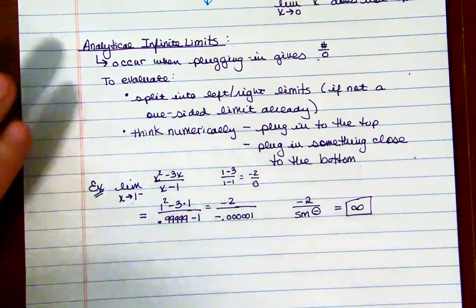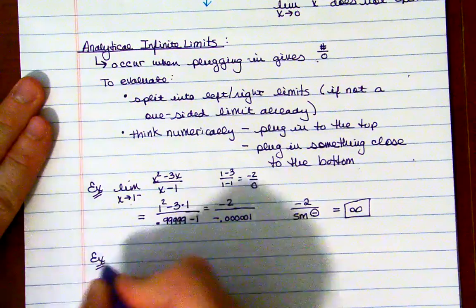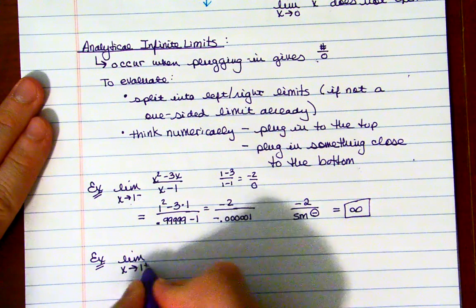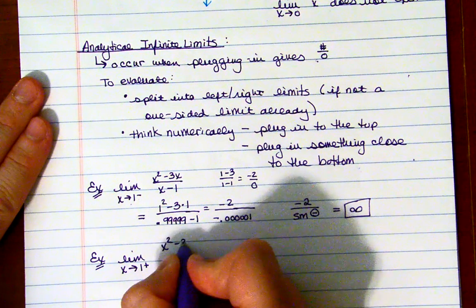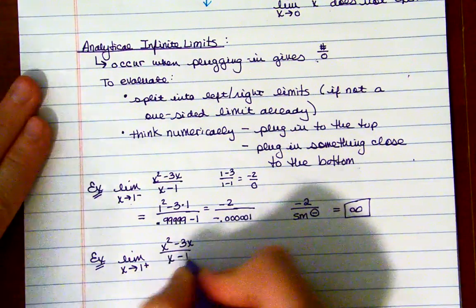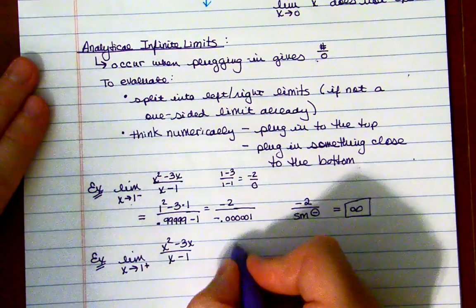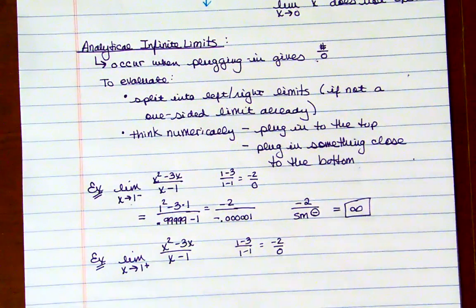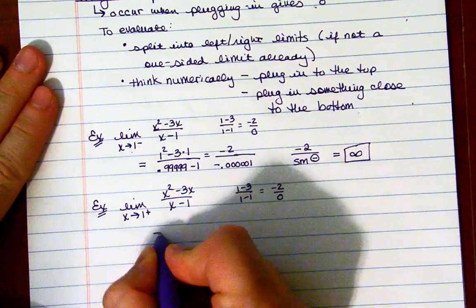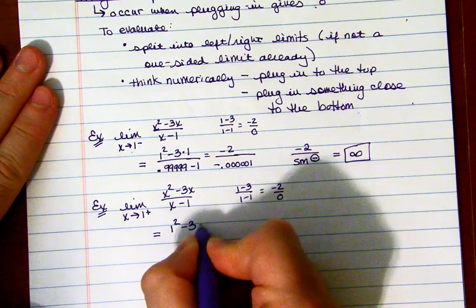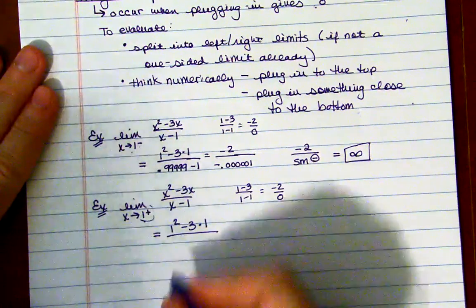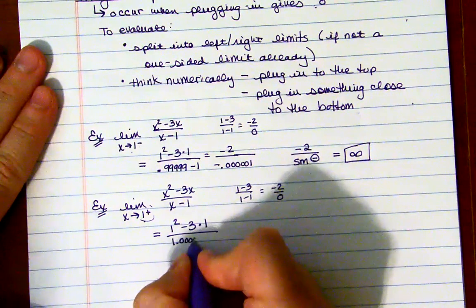Let's try another one. Let's actually do the exact same problem, but this time let's take the limit as x approaches 1 from the right of x squared minus 3x over x minus 1. I know that when I plug in, I still have 1 minus 3 over 1 minus 1. I have negative 2 over 0. I'm in the right form to be able to use my numerical stuff. So I'm going to plug in 1 as is to the top, 1 squared minus 3 times 1. And on the bottom, I need to plug in something just a little bigger than 1, like 1.00001.